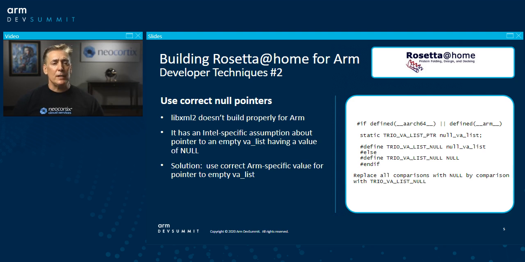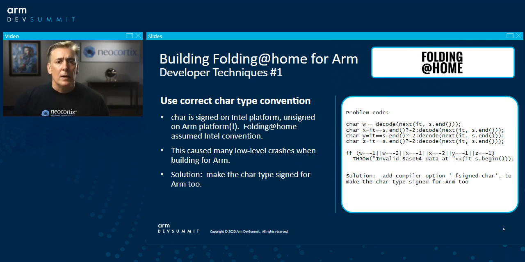Okay, so that was one of the problems that had to be found and solved in the Rosetta project. Now we'll come to some examples that Dimitri gave for the Folding at Home project. The next one is another of these Intel-specific assumptions that people developing only for Intel may not know they're making. But as soon as you try a cross-platform target, you find out it's specific to Intel and doesn't work for ARM.